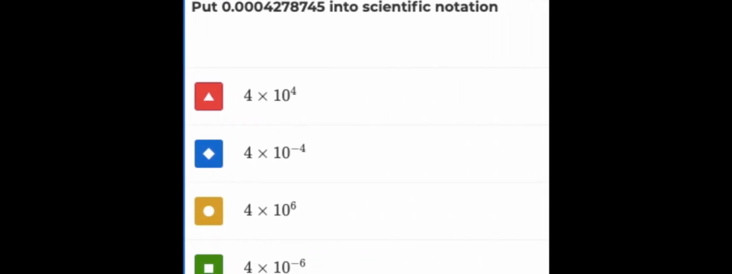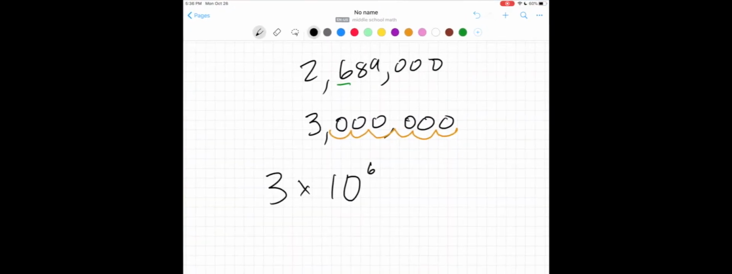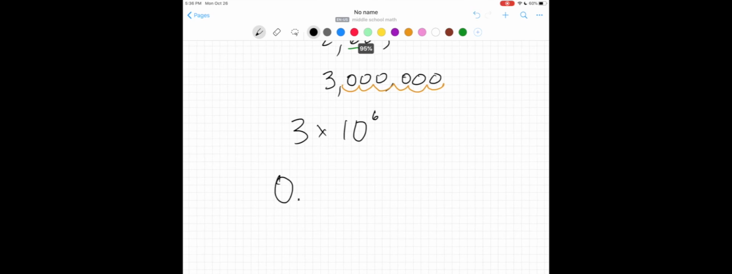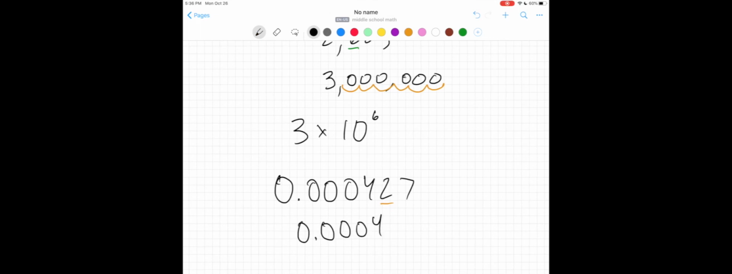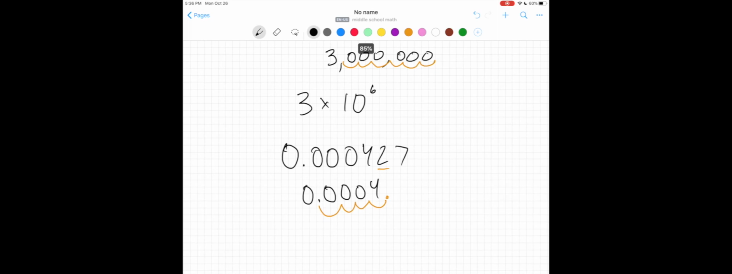Next one. Put this number in scientific notation. So we're going to go back to our notes and do the same thing. I'm not going to write the whole thing, but it was like 0.123. What was the number? Oh, 427. Okay, I'm just going to do 427. We want to round, and this 2 is less than 5, so we round down to 0.0004. Now we see how many times it takes the decimal point to move over. 1, 2, 3, 4. It took 4 jumps, so we know it's 4 times 10 to the negative 4th. Negative because it's a decimal.